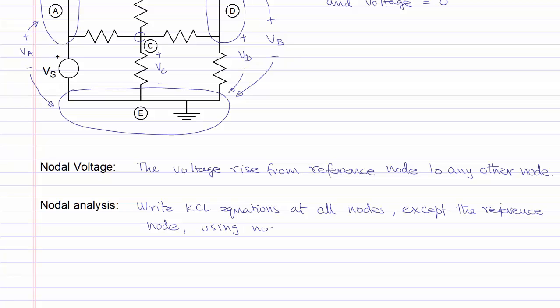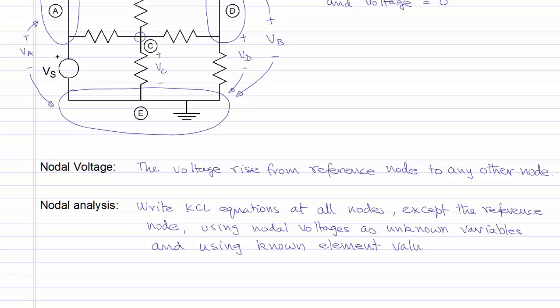using the nodal voltages as the unknown variables and using known element values. To repeat, nodal analysis is to write KCL equations at all nodes except the reference node using nodal voltages as the unknown variables and any other known element values that are given in the circuit. These are the key ideas that we will be using in nodal analysis.